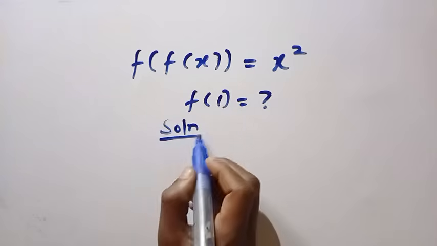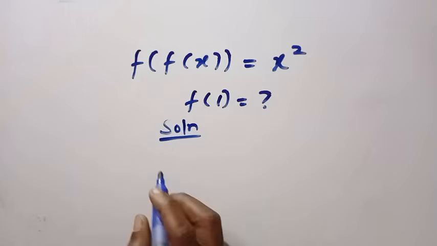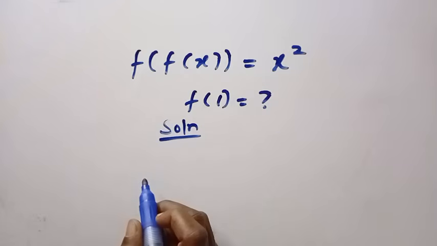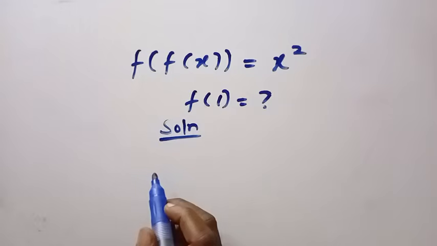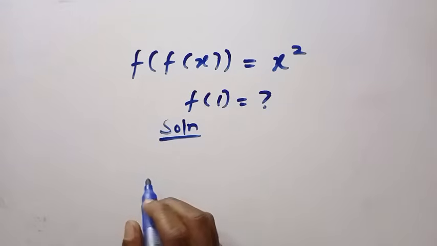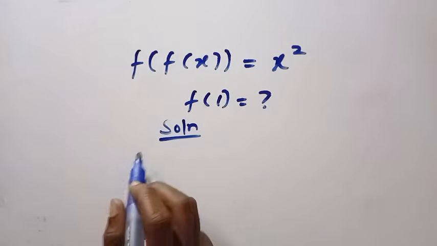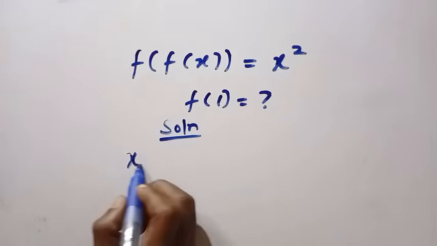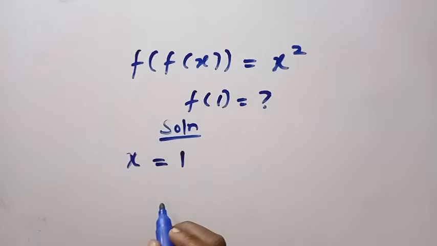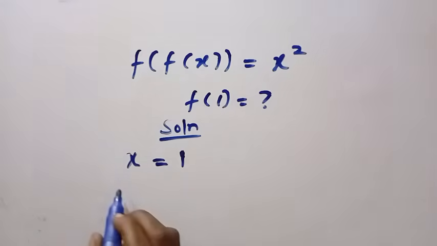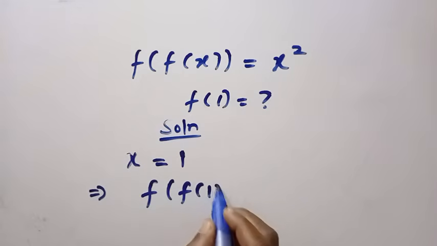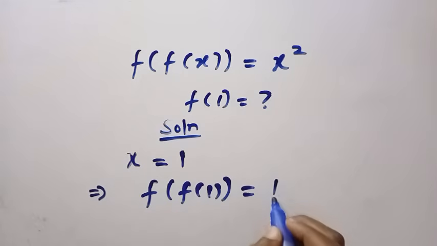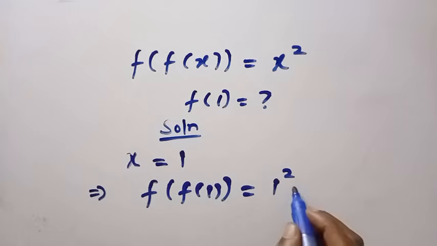Let's consider the solution. So from the given question, we'll be considering a series of steps so that we get the accurate answer. In the first step, suppose I let x equals 1. So this becomes f of 1 equals 1 squared, and 1 squared here also equals 1.